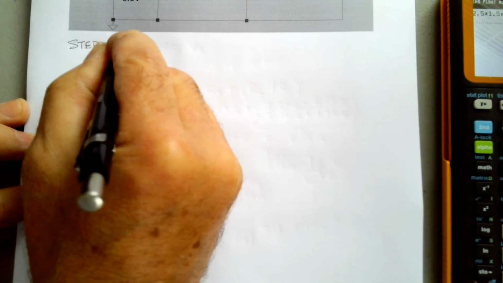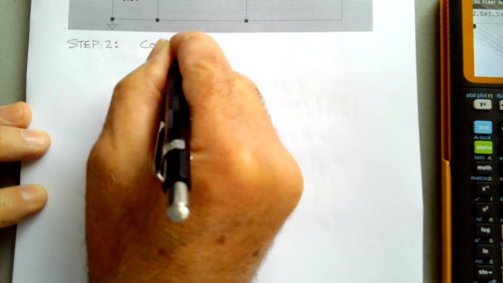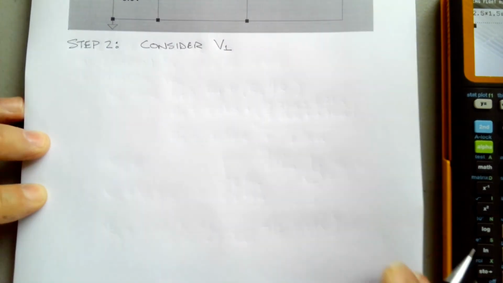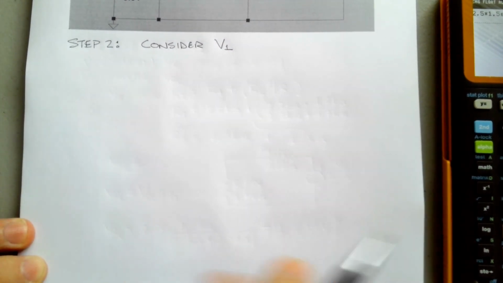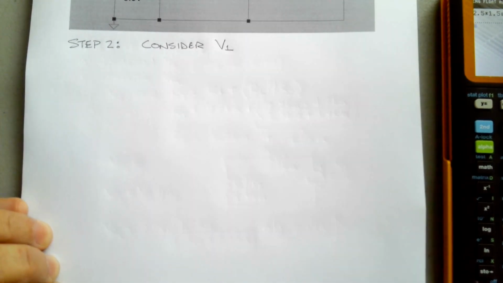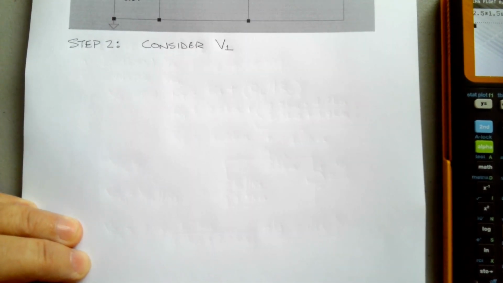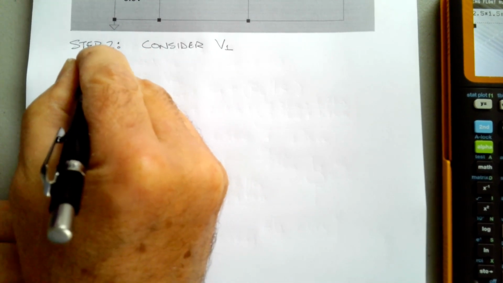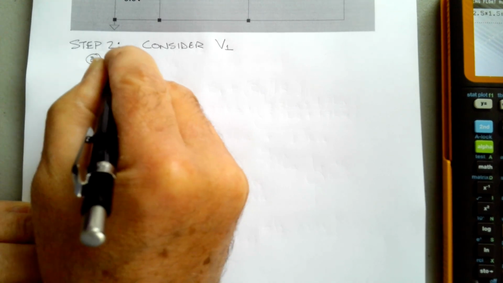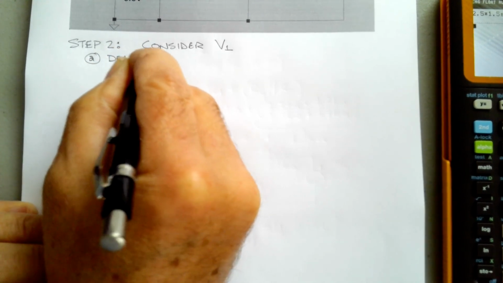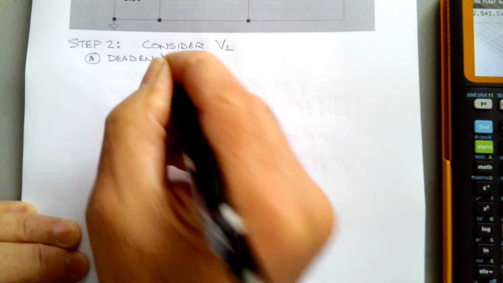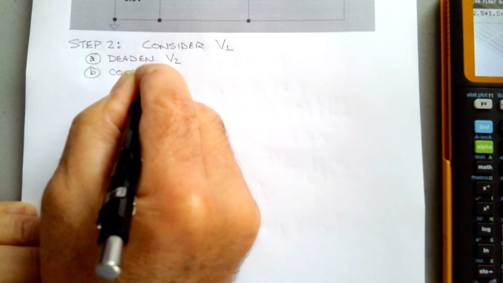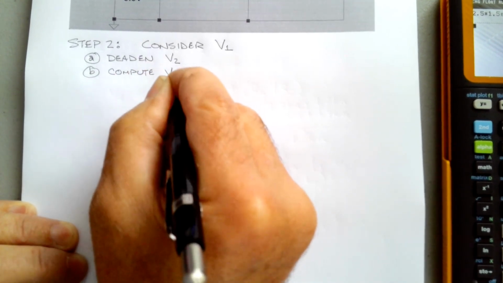In step 2, we consider V1. So what we have now is a little more complicated circuit. So, step A, we're going to have to deaden V2, and then compute VRL.